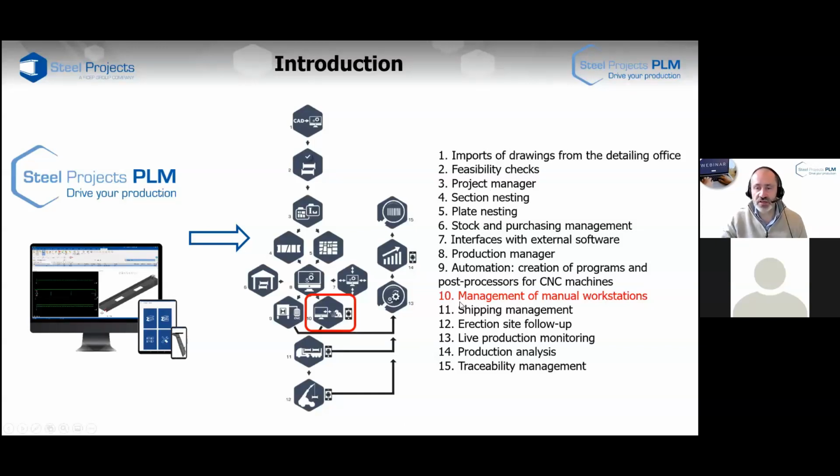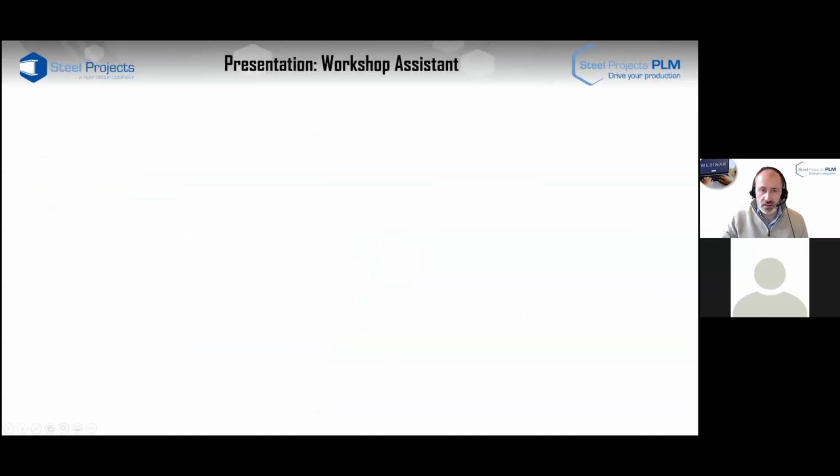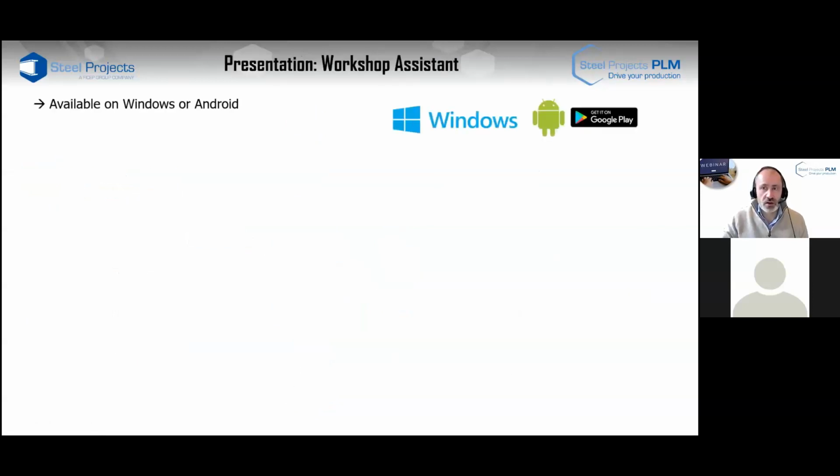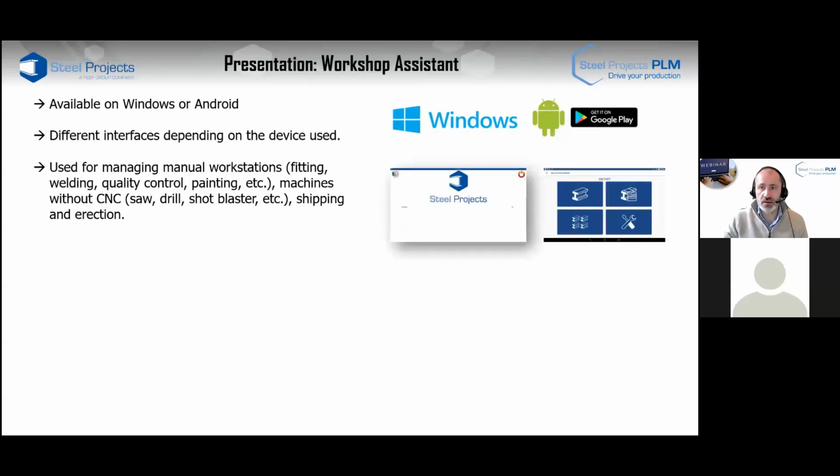What we're going to focus on today is these 10 points you can see here, which is management of manual workstations. To do so, our Workshop Assistant is available on Windows and Android. That means it can be put on a computer, on a Windows tablet, or on an Android smartphone. It is used to manage all that is manual workstation, whatever you need to feed back in terms of manual workstation.